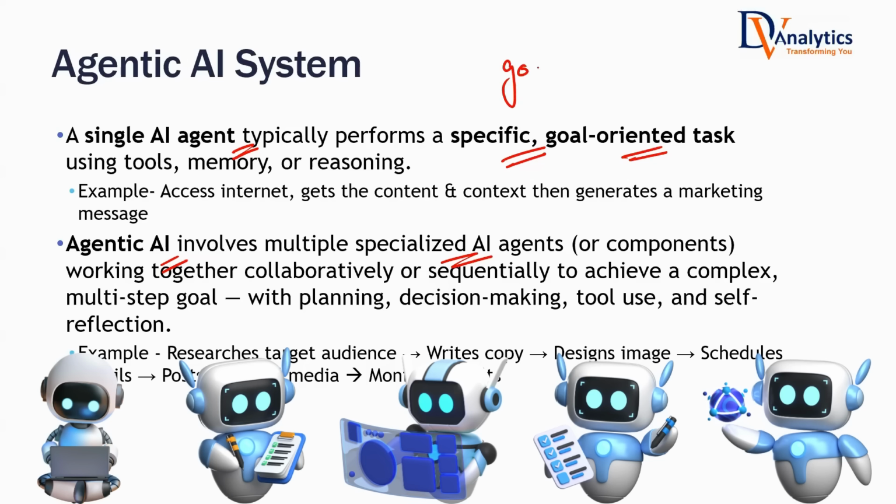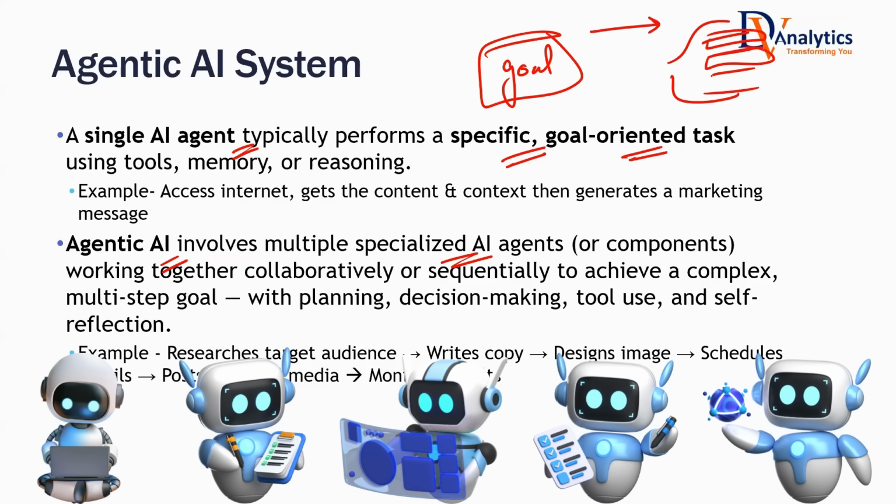So once you give the goal, say I have given the goal: create a software for me. Then multiple AI agents will work in the background. One AI agent will create the code. Another agent will check whether the code is right or wrong. Another agent will debug the code. Another agent will test the code. For example, if I give a task to do research on the target audience, or a marketing strategy, then one agent will research the target audience, another will write the copy, another designs the image, another schedules the email, and another posts on social media. So multiple agents coming together, that is an agentic AI system.